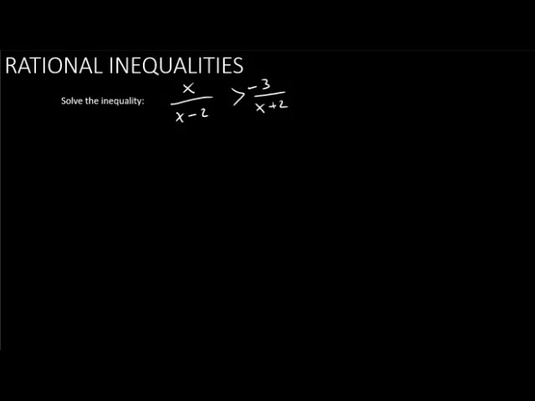Here we'll solve a rational inequality. x over x minus 2 is greater than negative 3 over x plus 2. When you have a rational inequality, we want to begin by finding the least common denominator, or LCD.